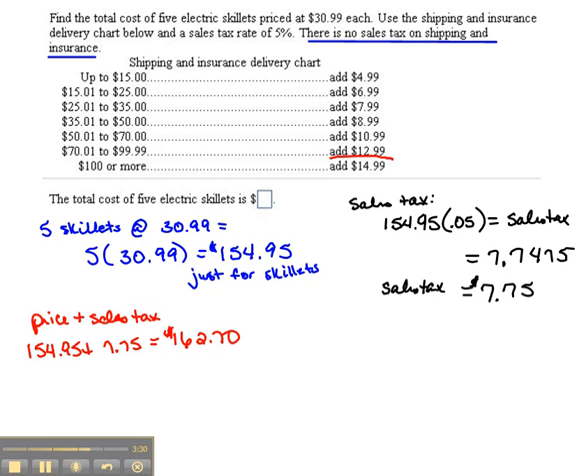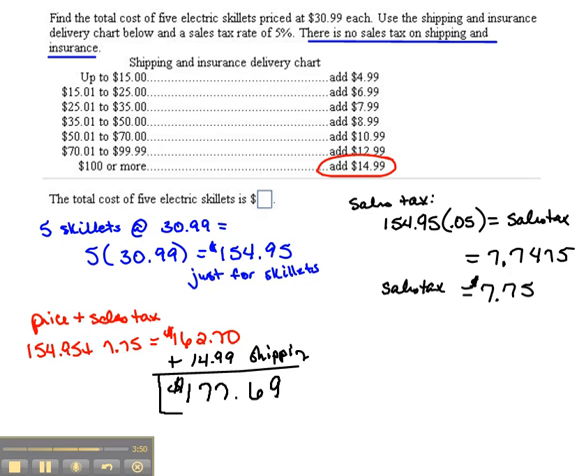Now I can look in the chart here, and it says if we have $100 or more, then we have to add $14.99 for our shipping and insurance. So now I'm going to take that $162.70 and we're going to add in the $14.99 for our shipping cost, for a grand total of $177.69. So it took us several steps to get there, but that's okay.